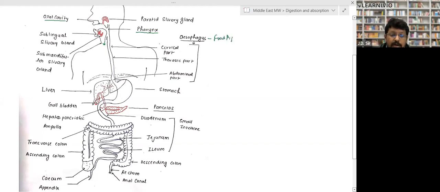I have encountered a question that has been asked in your NEET examination, and the question was: what is the length of the food pipe? So what is the length of the food pipe? Anyone of you, can you tell me what is the length of the food pipe?